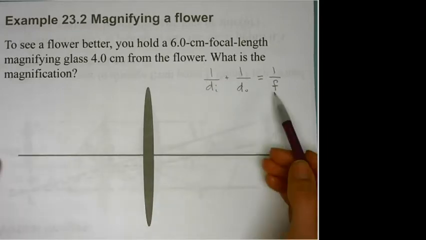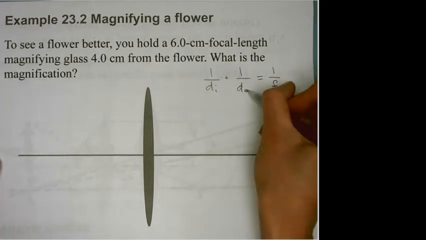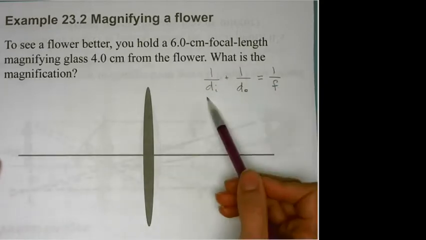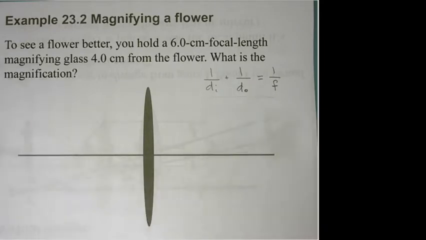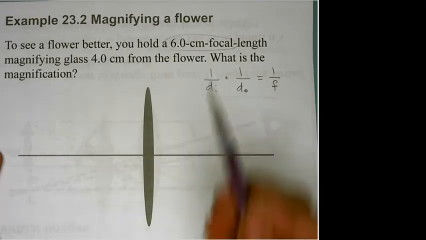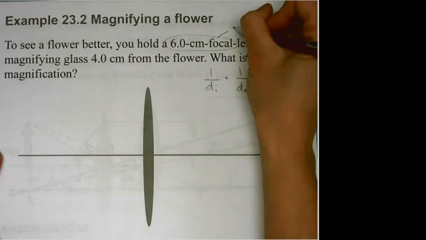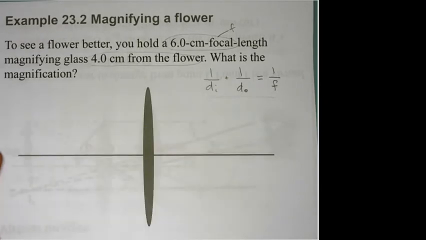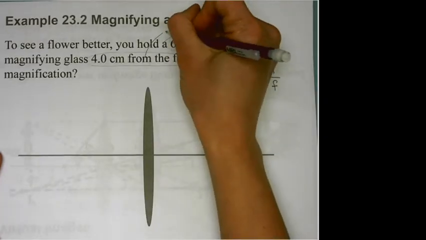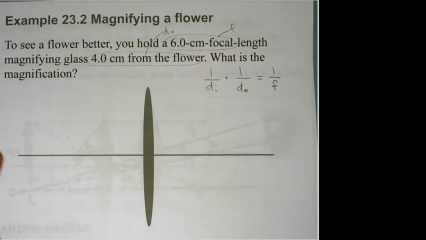So I'm going to use this same formula here, and we're going to learn from our lesson that we did with the mirror. Let's use the formula first to figure out how we should lay out what's going on here. I have a 6 centimeter focal length magnifying glass, so that is F. It's 4 centimeters from the flower, so that is the object distance. We want to figure out the magnification, and rather than just finding the magnification, let's find everything.